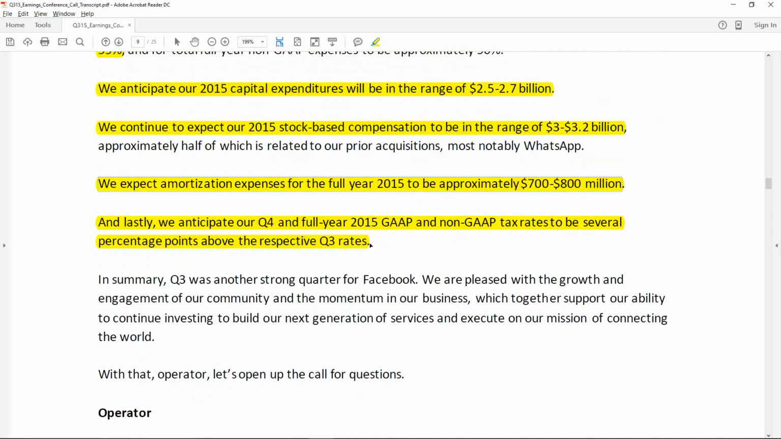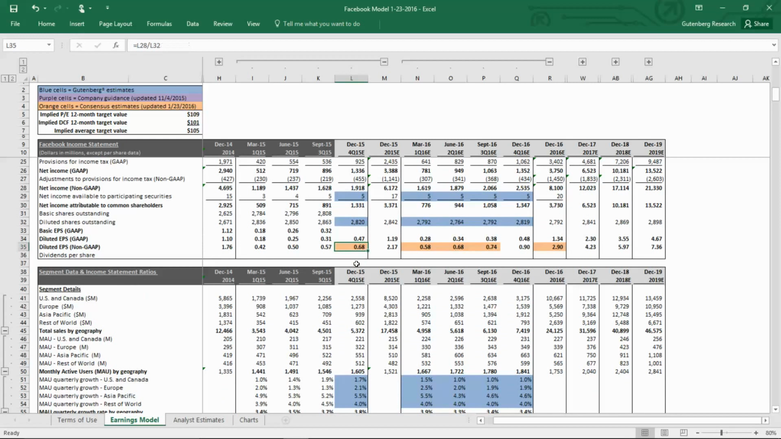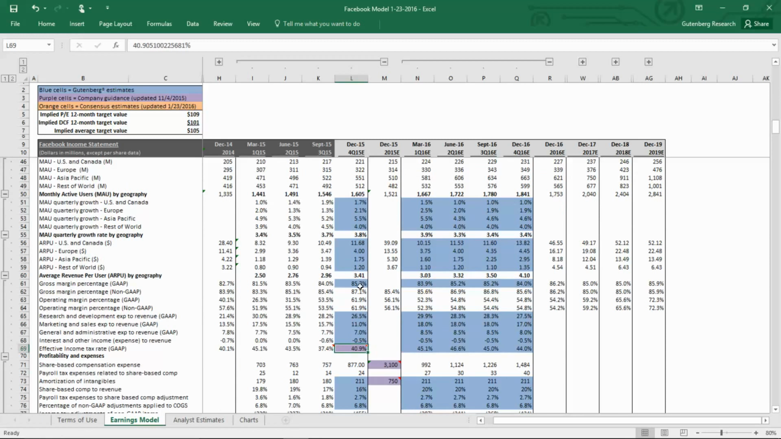Finally, they give us the full year and Q4 non-GAAP and GAAP tax rates, which they say are going to be several percentage points above the rates from Q3. So that's a little difficult to model. Essentially what we did here is we know that we want to get our final EPS estimate to be in line with consensus estimates at 68 cents on a non-GAAP diluted EPS basis. So we solved for the tax rate that would get us there. We need to basically have a tax rate of about 41%, which is definitely several percentage points higher.